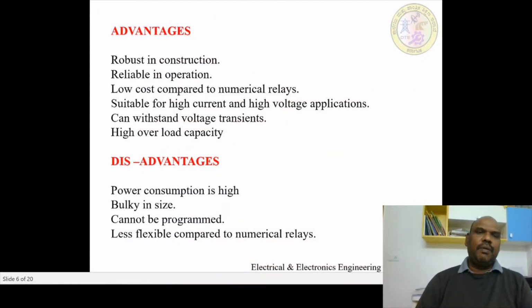Disadvantages: power consumption is high, bulk in size, so they occupy more space, cannot be programmed. Unlike numerical relays, we cannot collect any data from the electromechanical relays. Less flexible compared to numerical relays. So if there's any alterations or additions to be done, in the event of any alterations, these relays are not flexible for such changes.